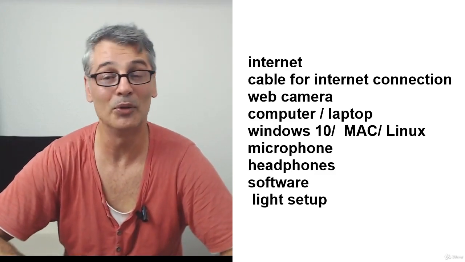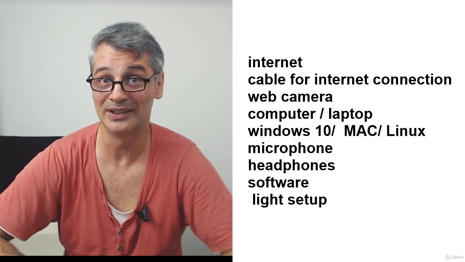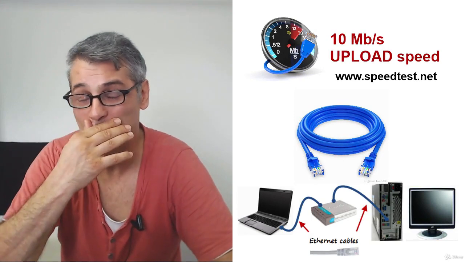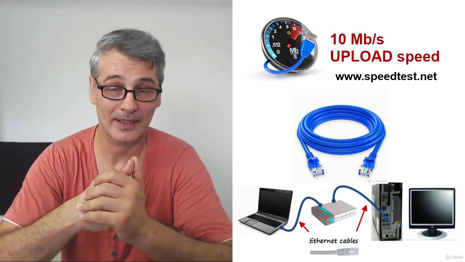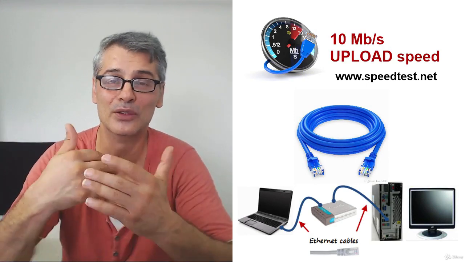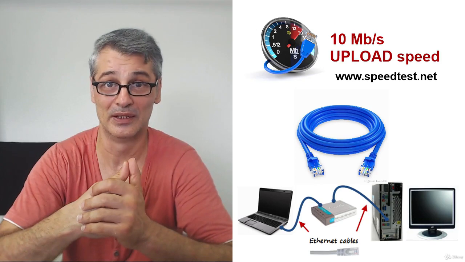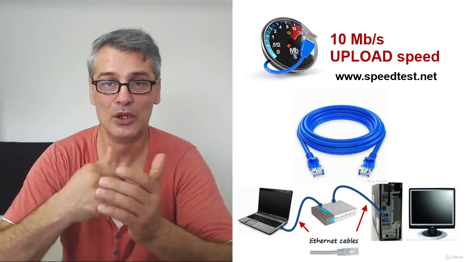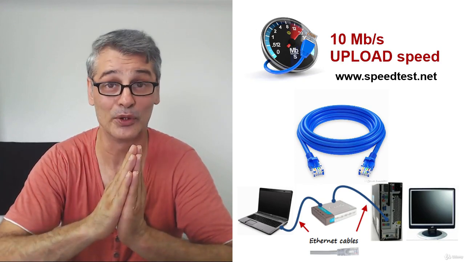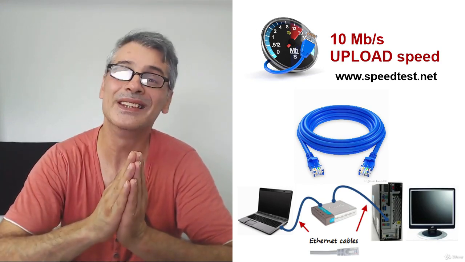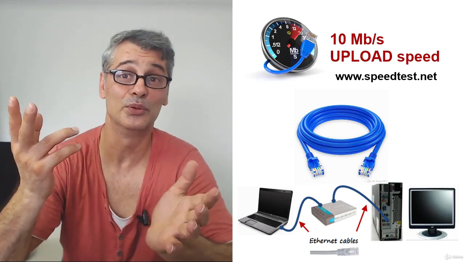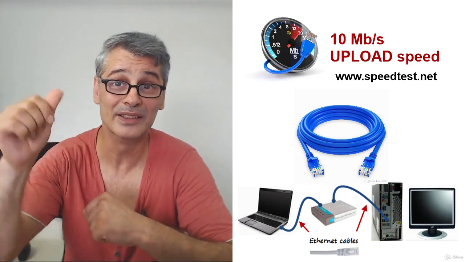Let me start first to talk about the internet. What type of internet do you need exactly to have good quality for your live stream? Okay, so when we talk about the internet, of course we need internet, but not just any type of internet. We need internet with enough speed, strong internet. What does strong internet mean? You need to have a minimum of 10 megabits per second upload speed, because your internet has, how to say, two types of speed, upload and download.